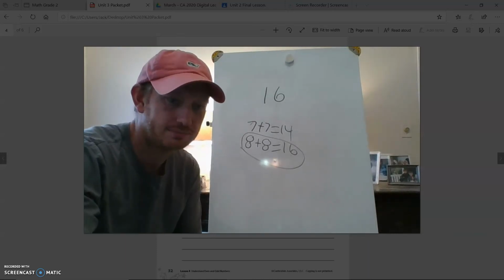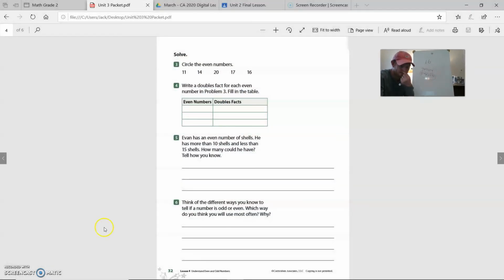So back to our packet. The even number was 14, and then it was 7 plus 7. The even number was 20, then it was 10 plus 10. The even number was 16, and then the answer was 8 plus 8. All right, let's move on to number 5.